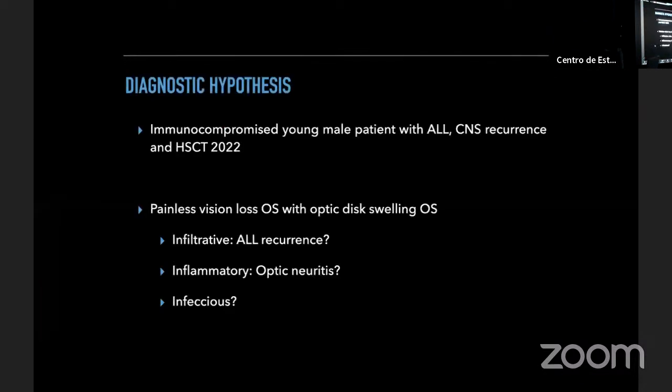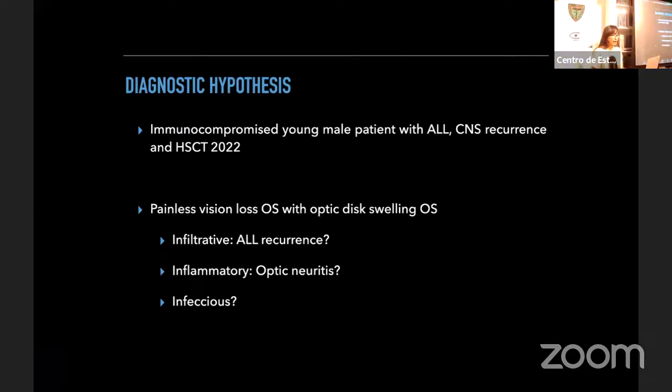So for the diagnostic hypothesis, we have an immunocompromised young male patient with ALL, CNS recurrence, and transplantation in 2022. He came with a complaint of painless vision loss in the left eye with optic disc swelling. So we thought about infiltrative causes such as ALL recurrence, or maybe inflammatory causes such as optic neuritis, and also infectious causes because he was immunocompromised. And he was young and didn't have any risk factors for ischemic optic neuropathy. We also thought about uveitis.